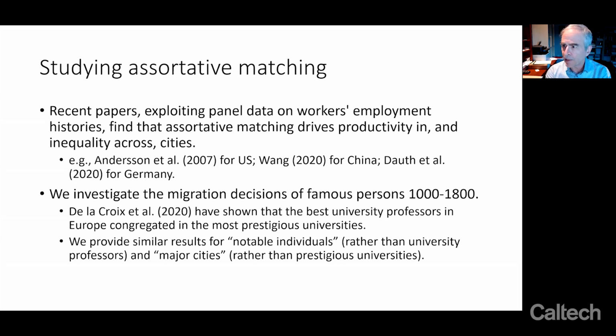And their basic finding is that the best university professors were congregating in the most prestigious universities pretty early after the invention of universities. So we're going to provide some similar results for notable individuals rather than university professors, and major cities rather than prestigious universities.